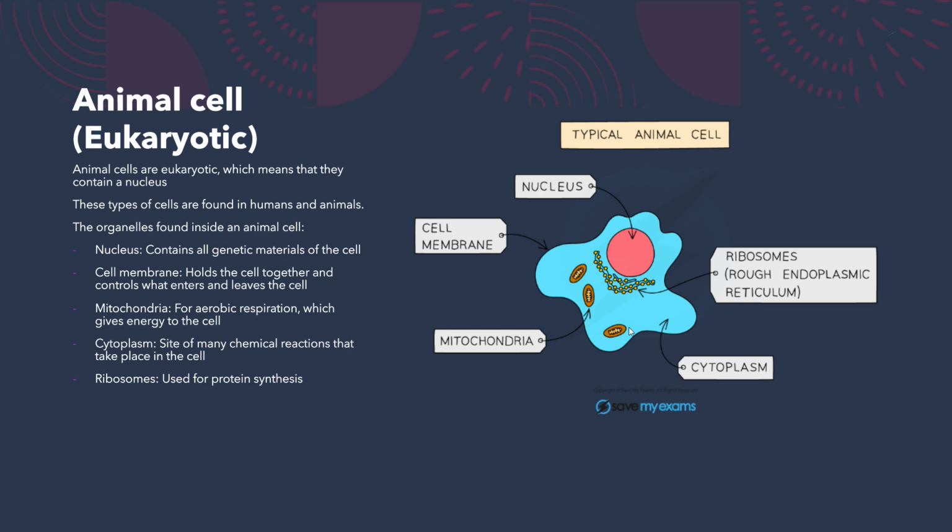And then we have the cytoplasm. Imagine a neighborhood, right? The land that the neighborhood is built on, that's like the cytoplasm. That's what these organelles sit in. It's where many chemical reactions take place in the cell. Without the cytoplasm, these organelles would have no home. Then lastly, we have ribosomes. These are the little dots right here, and they're found on the rough endoplasmic reticulum. You don't need to know this for GCSE. Just know that ribosomes are used for protein synthesis, okay? You'll learn about this in IB.